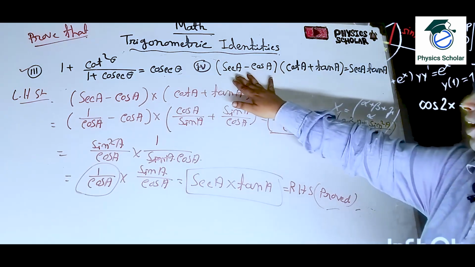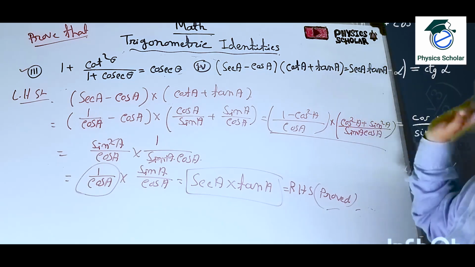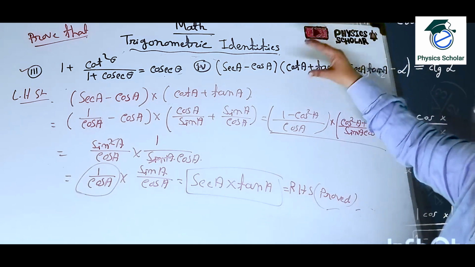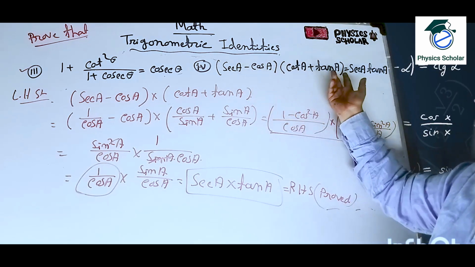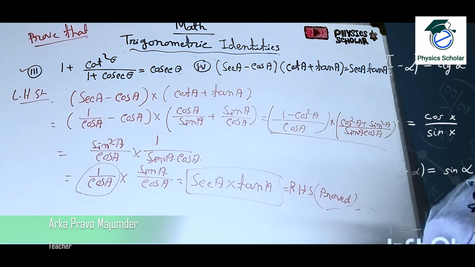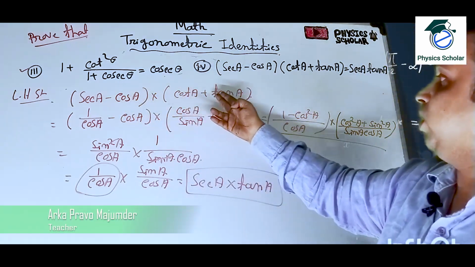So that means what? Here (sec A minus cos A) into (cot A plus tan A) is equal to sec A into tan A, we have to prove. No angle is given, value of the angle is given, no figure of triangle is given. If the value of angle will be given, then we can easily put the value and left hand side equal to right hand side, just like previously we have done, clear. Now here it is what? Sec A minus cos A into cot A plus tan A.